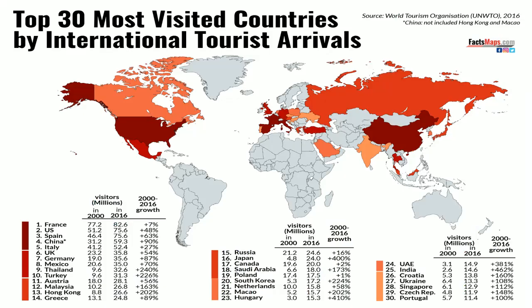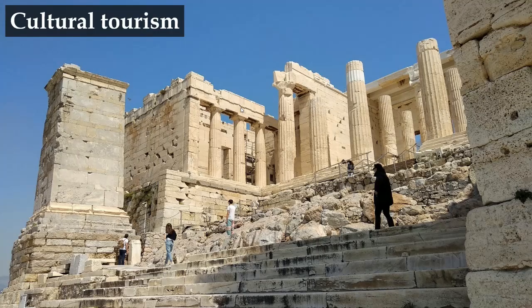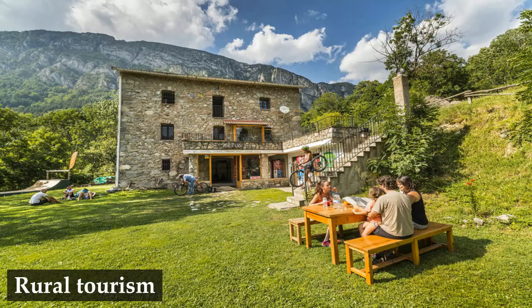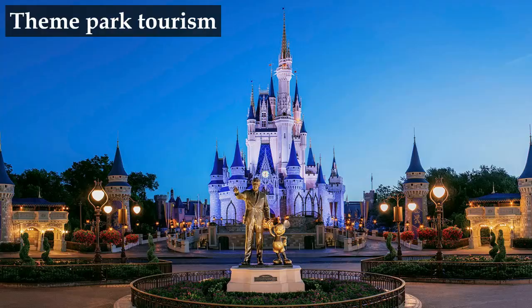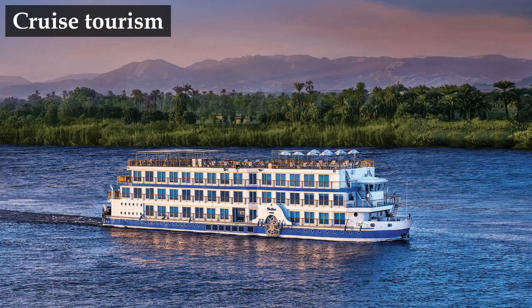And here you have another map. Here you can see it on a map. The darkest red countries are the ones that are most visited. And here you have another ranking. So what type of tourism do we have? We have cultural tourism, we have rural tourism, we have nature tourism, we have sand and beach tourism, then park tourism and cruise tourism. We are going to stop in each one of them right now.